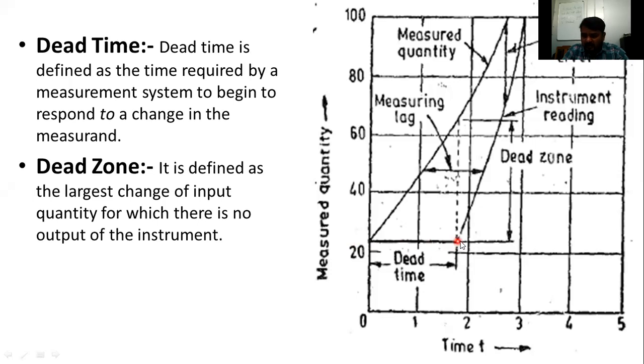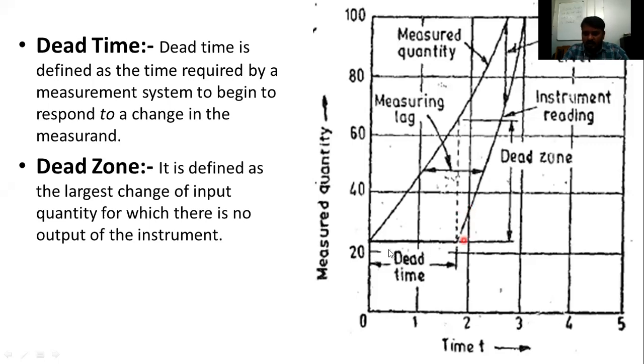After this point, if I increase the time, suddenly the output will change. The output is increasing from this point. Consider here 1.8: there is no change up to 1.8. After 1.8, there is a change in the time and the output also changes. Understanding or not? Yes, sir. The output has changed here.